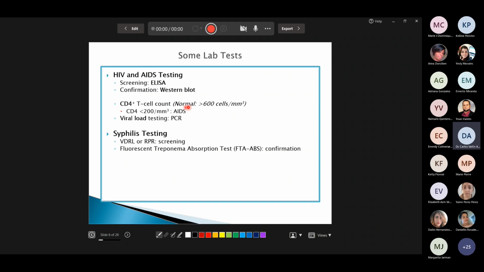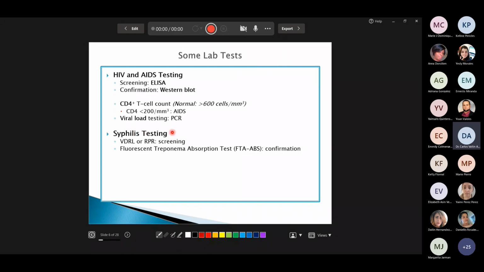And the CD4 count, you need to know that any of us have more than 600 cells per cubic milliliter. In patients that have HIV, if the treatment is working, it will keep the same normal amount. But if the person is not following the treatment or the treatment is not working, then the CD4 count starts dropping. And when it drops below 200 is when the person starts presenting opportunistic infections and can die. It's going to develop AIDS.